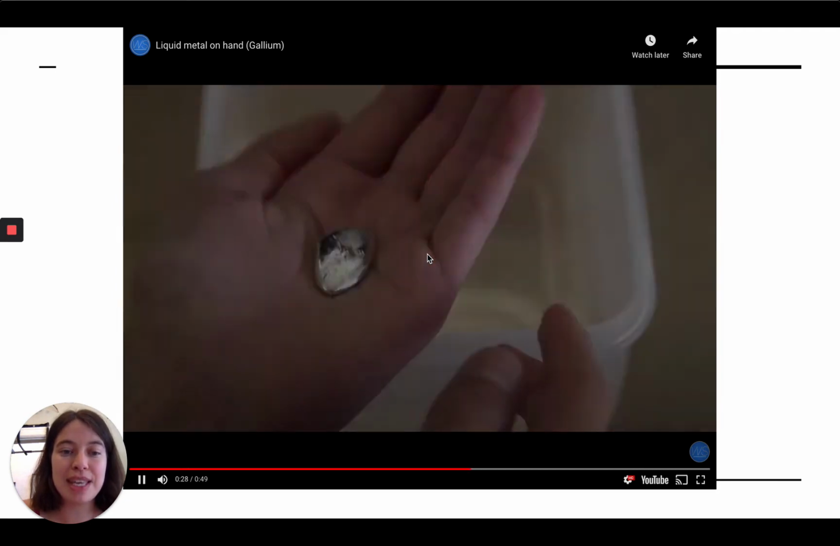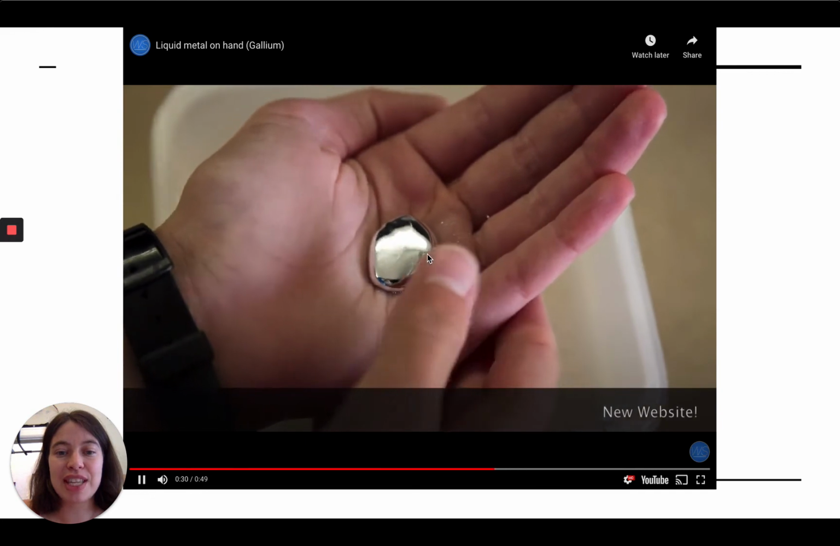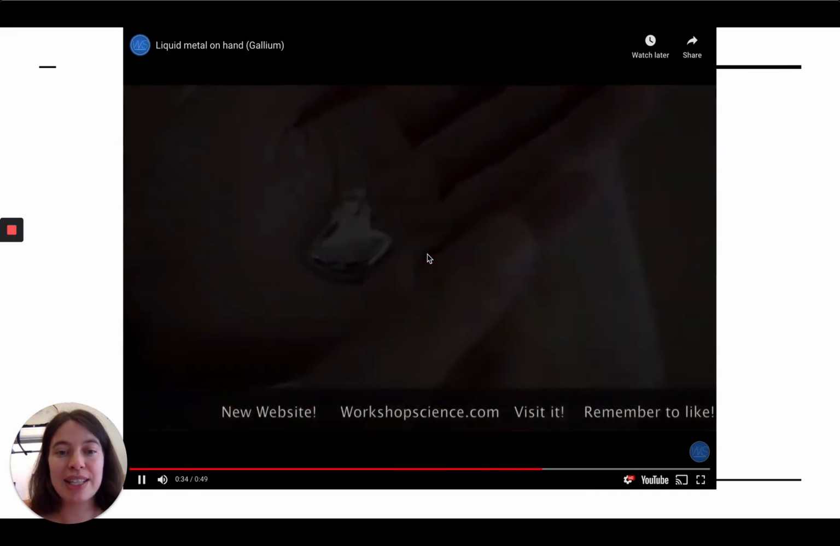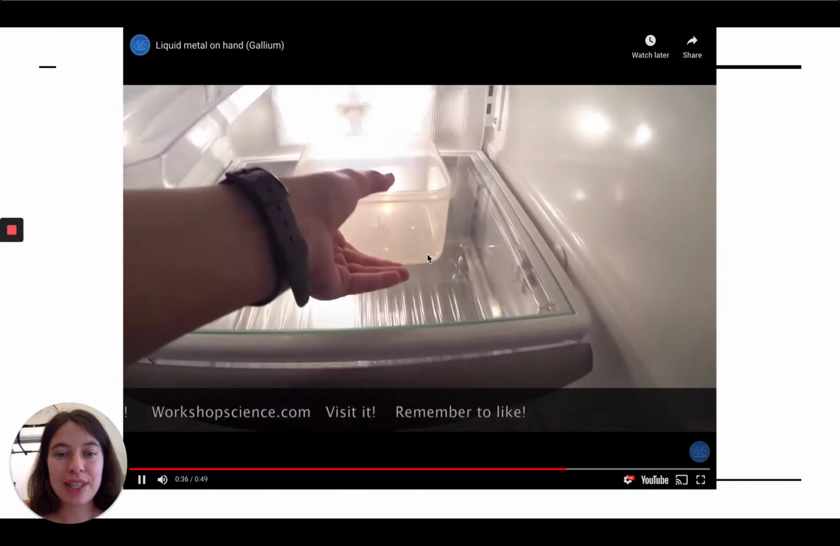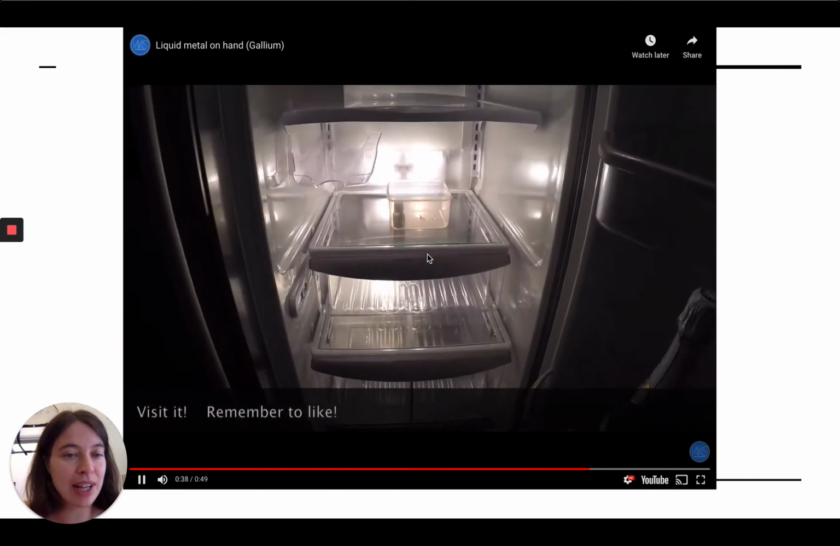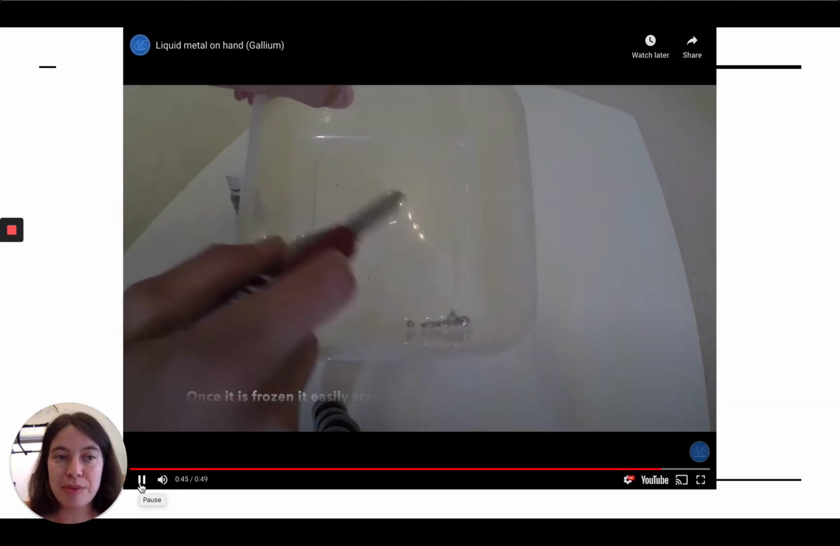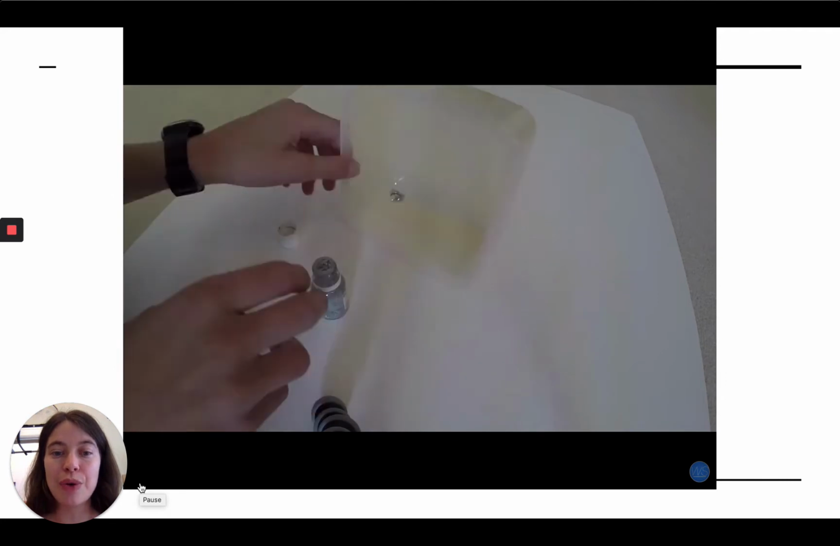You can see it beads up. It's got a lot of surface tension, and it will stay completely liquid at room temperature. If you freeze it, it'll turn right into a solid again. So that is gallium, which is one of our post-transition metals, and it really shows off that low melting point.